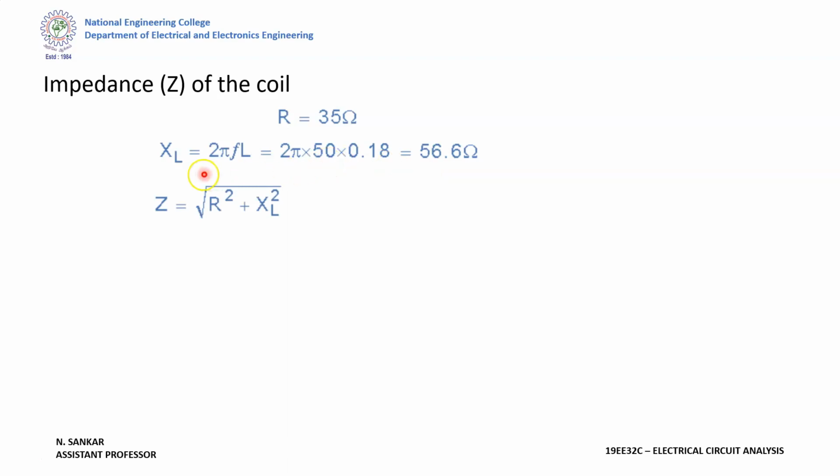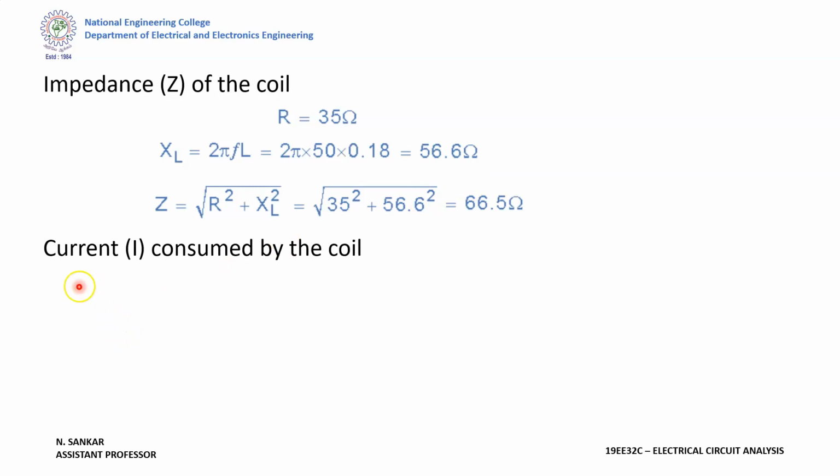Now, because XC is 0, as there is no capacitance here, the formula for Z is root of R square plus XL whole square. R is 35, XL is 56.6. Just substitute the values. The value of Z is 66.5, so the impedance value is 66.5 ohm. Next one, current consumed by the coil.